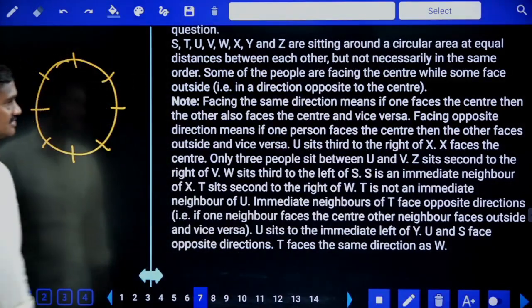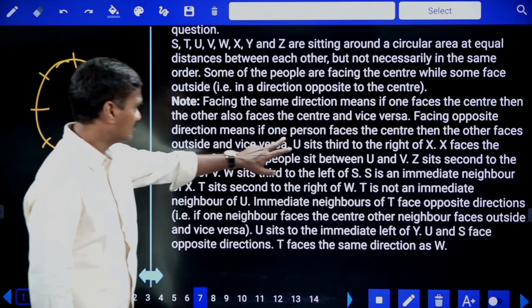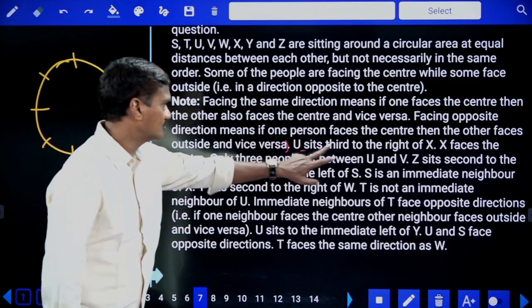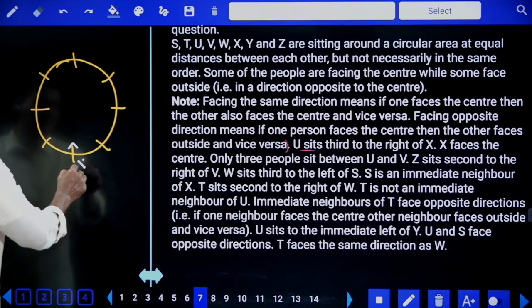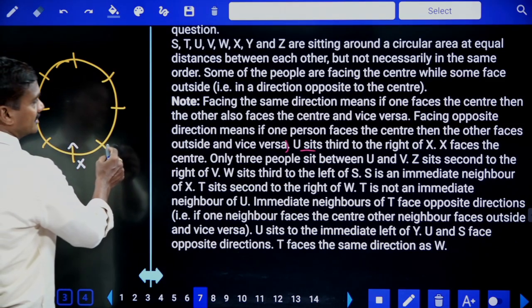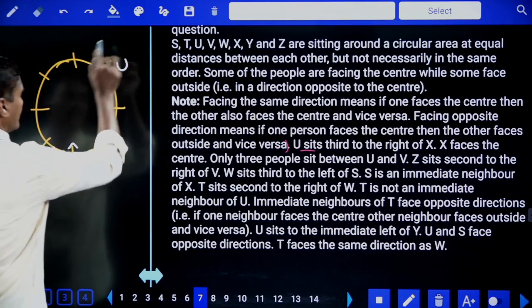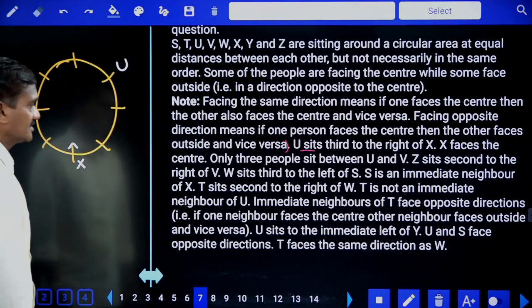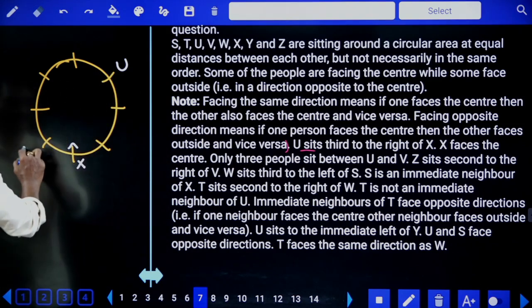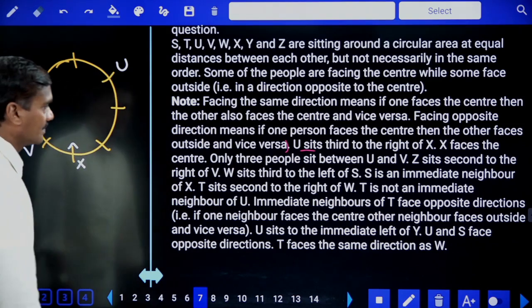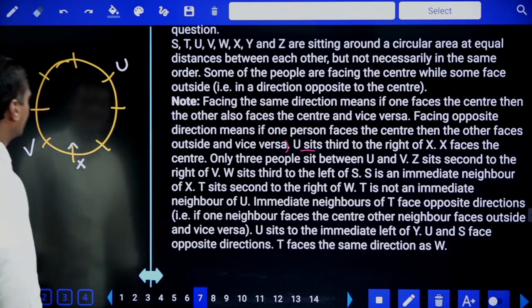And the first one is related to, so far only description is given. Now u should sit out to the right of x, x is facing the center. Definite information x, and u should sit out to the right of x, u is here. U should sit out to the right of x, x center, only 3 people between u and v. Among this one 8 persons, 3 in between is nothing but they are opposite to each other. And z sits second to the right of v.